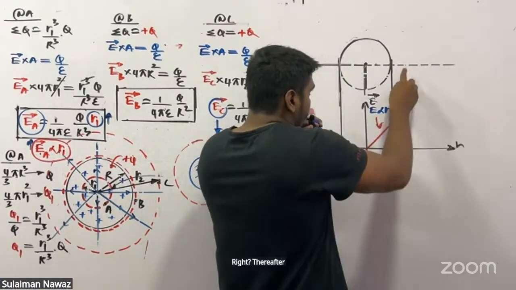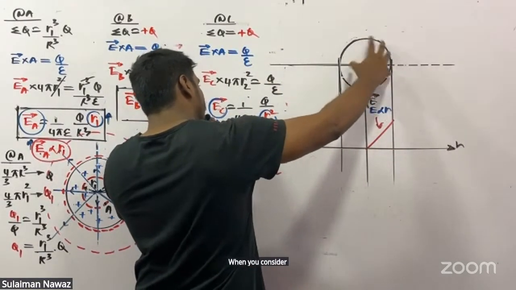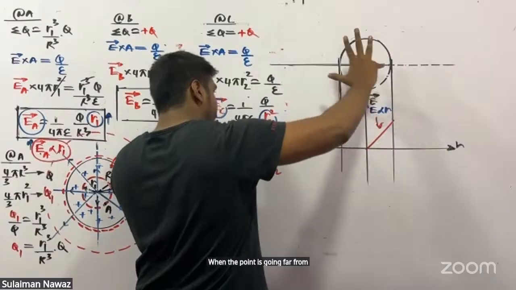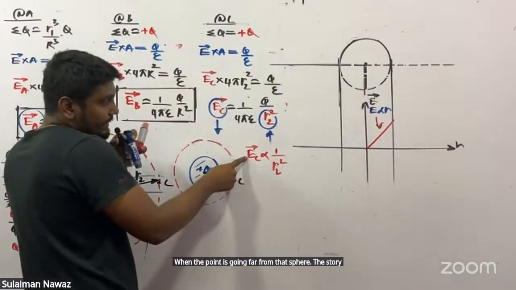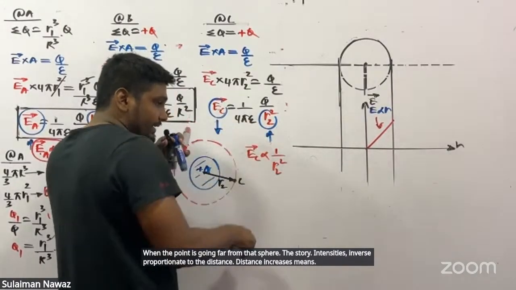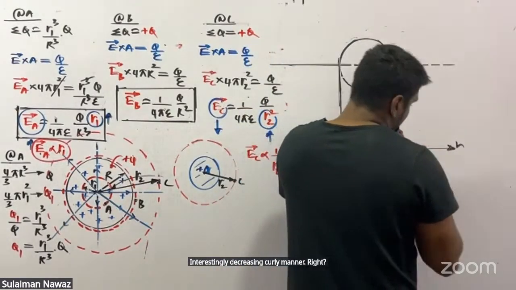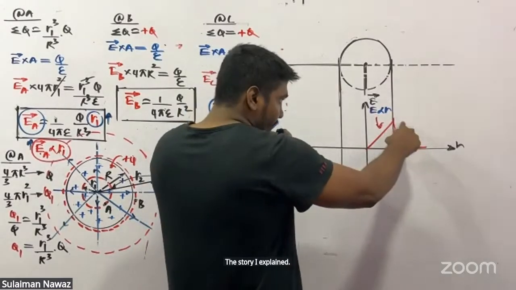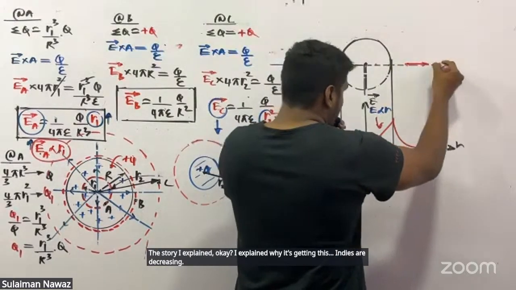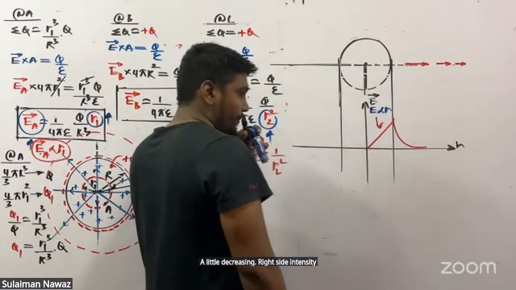Thereafter, same story. When you consider a point outside the sphere, and that point is going far from that sphere, intensity is inversely proportional to the distance. Distance increases means intensity decreases in a curvy manner. This story I explained, okay? I explained why it's getting like this. Intensity decreasing. Right side intensity, R positive.